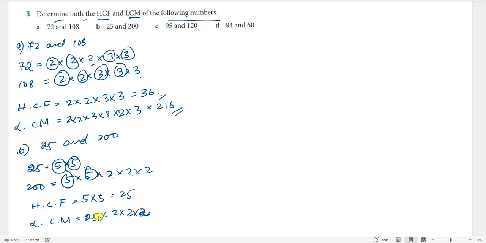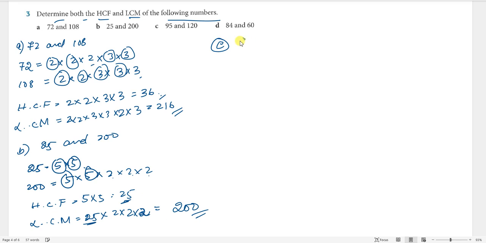Or maybe you just don't put it here, but in the calculator it's a bit difficult to type all the numbers. Not difficult, it's time consuming actually. So let's save the time and test the answer. So the answer is going to be option B, it's going to be 200. So HCF is 25 and LCM is 200.